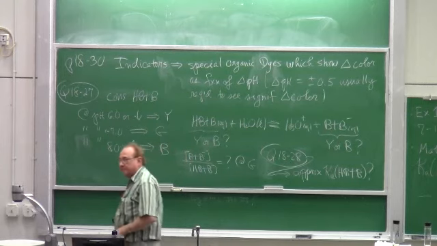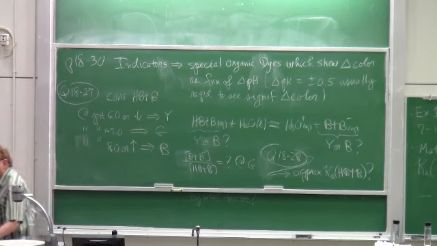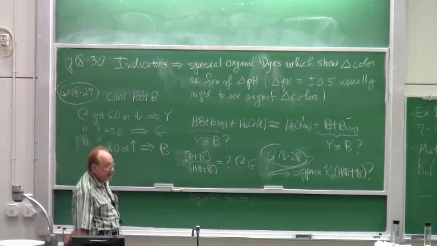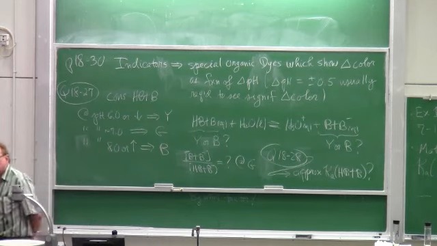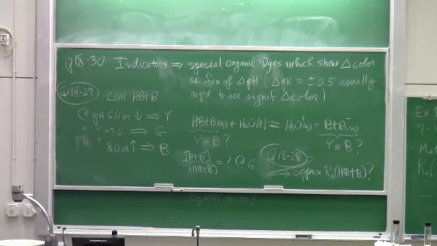Now then, when I see with this indicator a color which is distinctly green, what is the concentration ratio of BTB minus to HBTB?